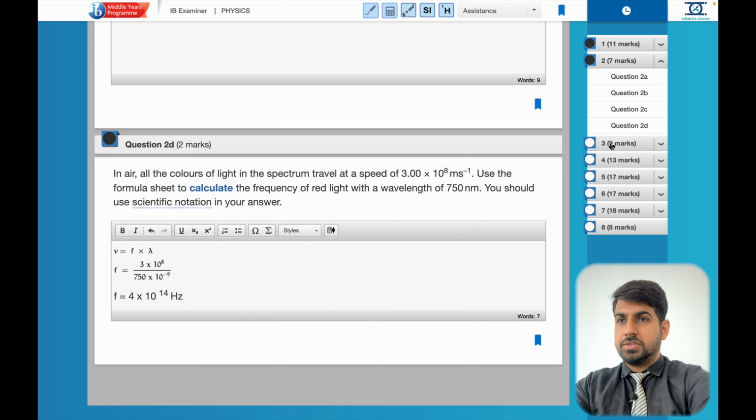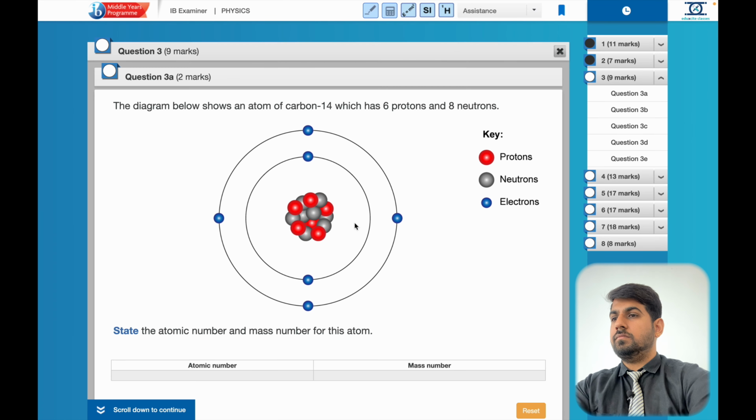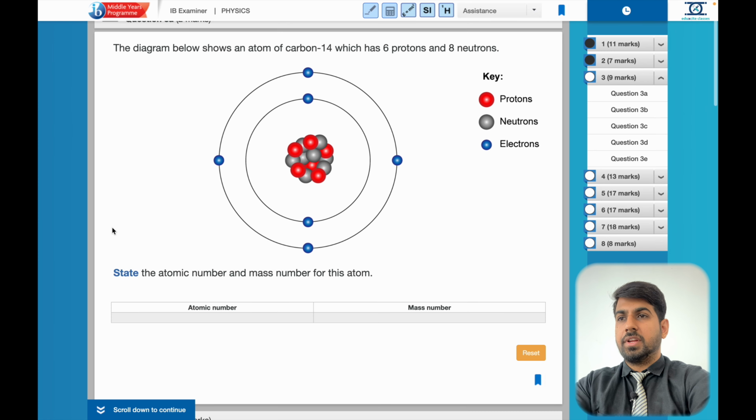Now moving on to question 3. Now this is a quite easy one. The diagram shows the carbon 14. The red one represents proton, the grey one represents neutrons, and the blue one represents electron. State the atomic number and the mass number of this atom. So you can just count. It is already mentioned, 6 protons is nothing but the atomic number.